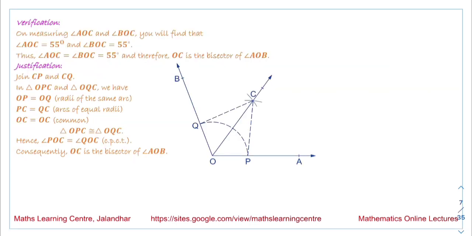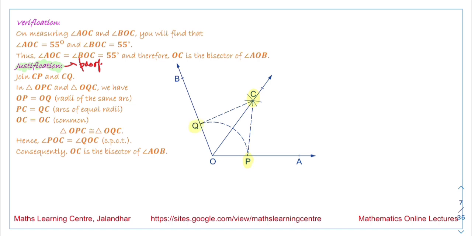Now next is the verification or justification we are talking about. This word justification that we are using, you can also consider it like a proof. So we are saying that we join the points CP and CQ. We are talking about these points over here. This is the point C. We have joined CP and we have joined CQ.